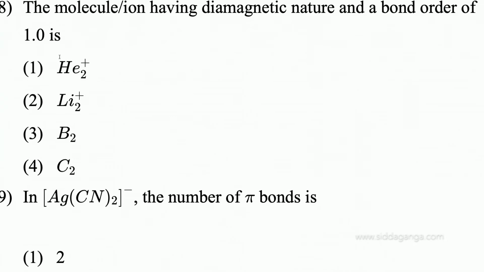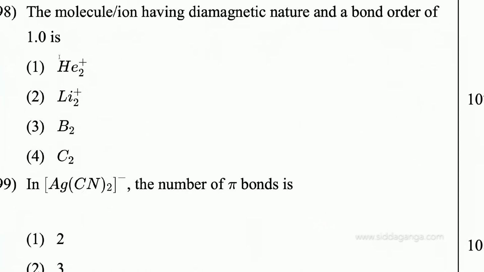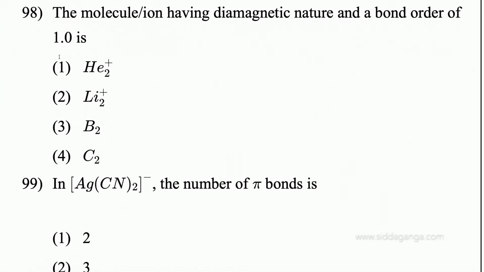The molecule or ion having diamagnetic nature and a bond order of 1.0 is here. You have to make a small correction here. You have to correct diamagnetic into paramagnetic. So the question is a little bit off, you have to make the correction. In the question they have given the molecule or ion having diamagnetic nature, so you have to replace that diamagnetic with the paramagnetic nature.